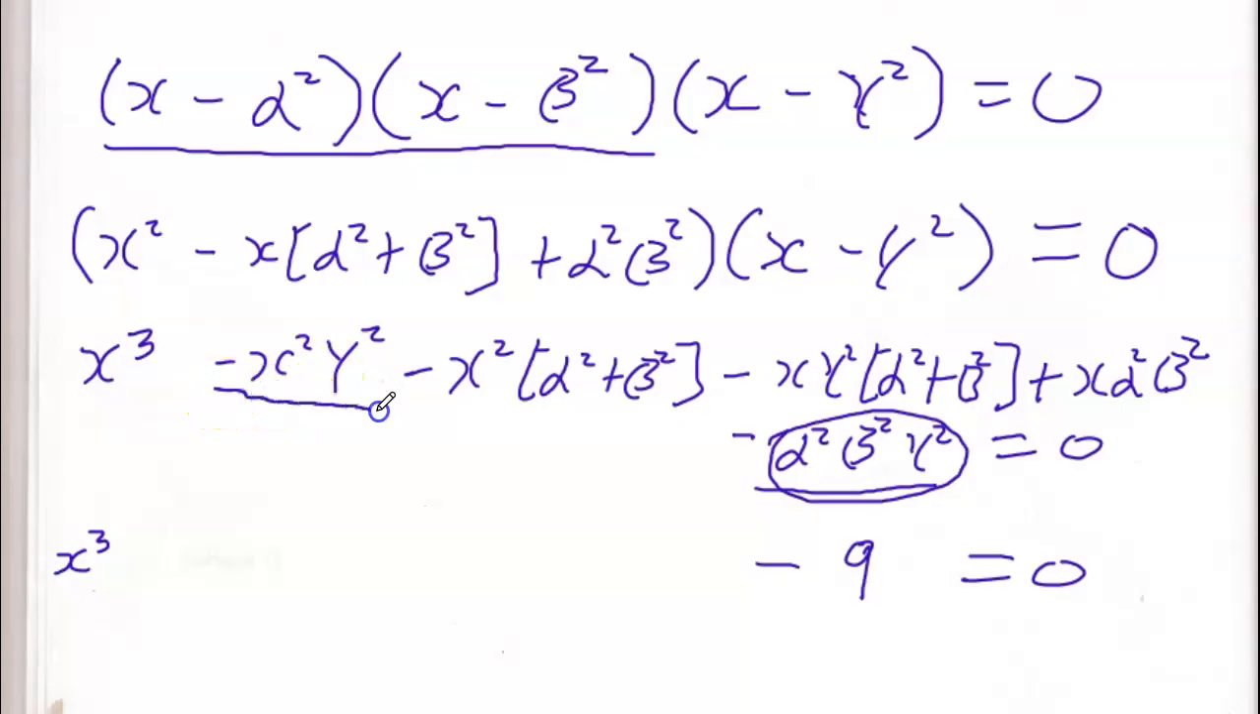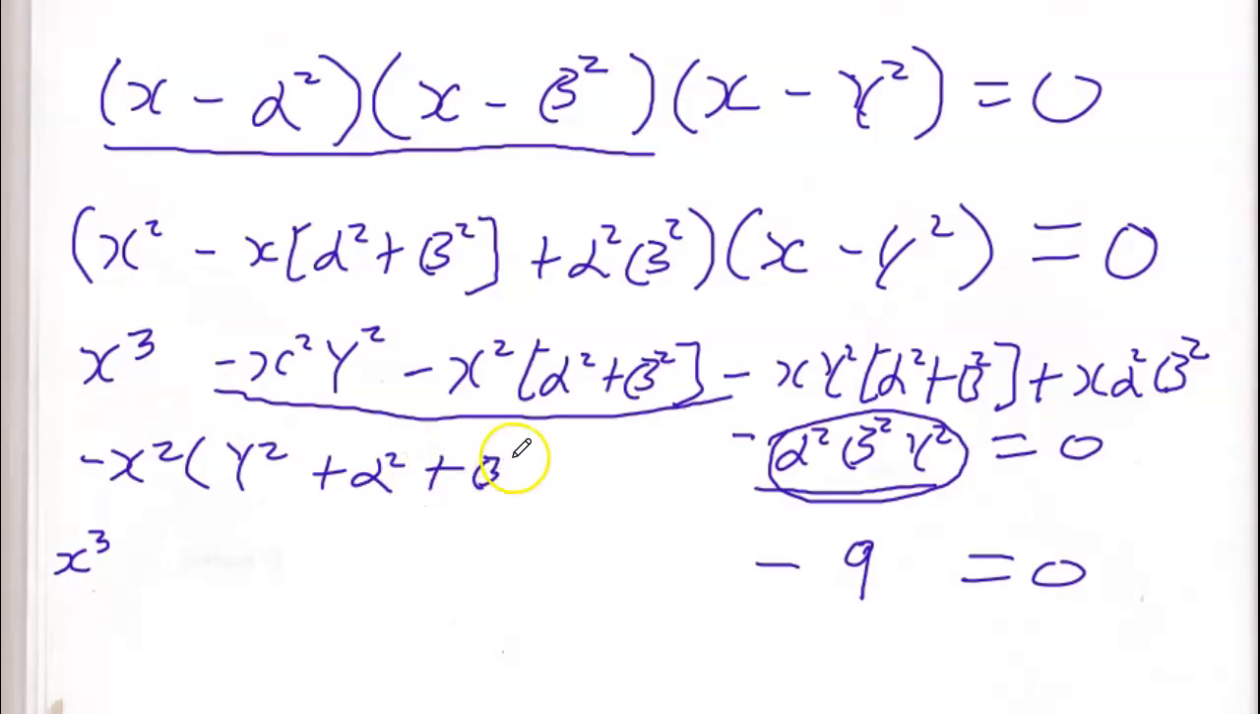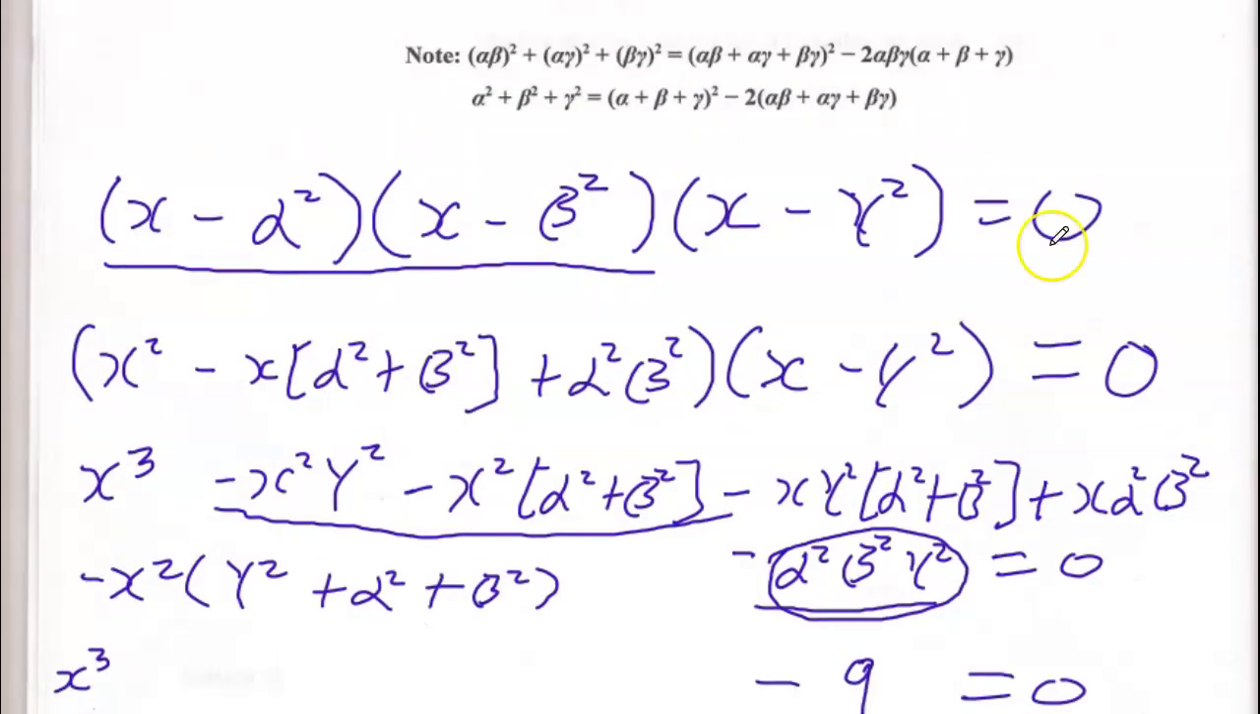Let's now try to get the coefficient for the x square. Let's factor x square. You'll get gamma square plus alpha square plus beta square. What is that? Gamma square plus alpha square plus beta square. How do we find that? The question gave us a hint. Notice we are told that alpha square plus beta square plus gamma square is equal to the sum alpha plus beta plus gamma square, which we have that value, and the bracket alpha beta plus alpha gamma plus beta gamma, we have that also.